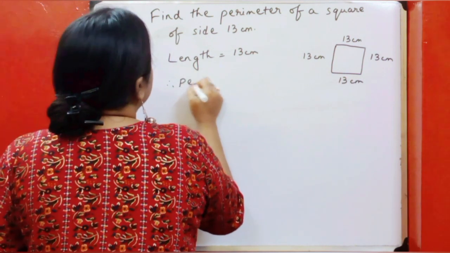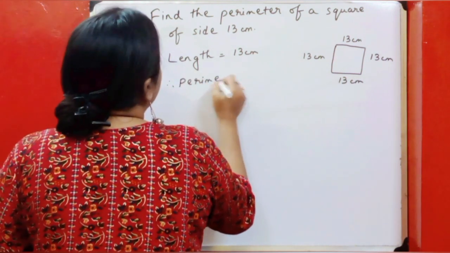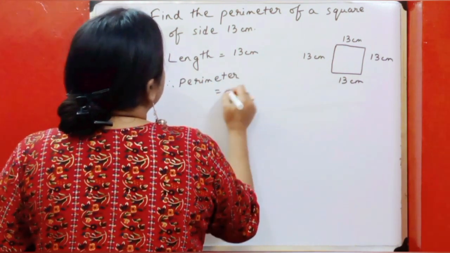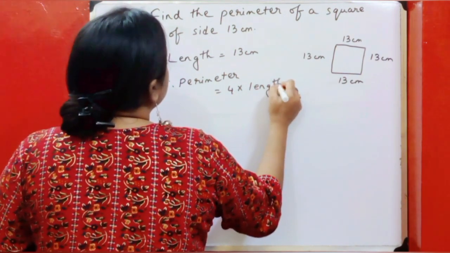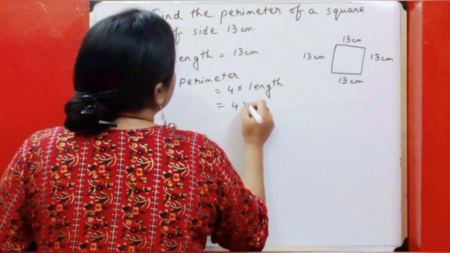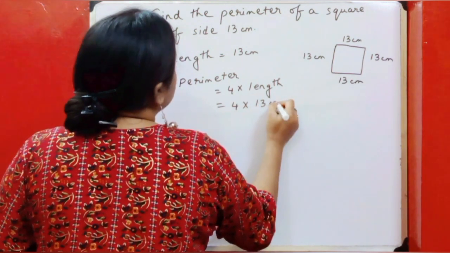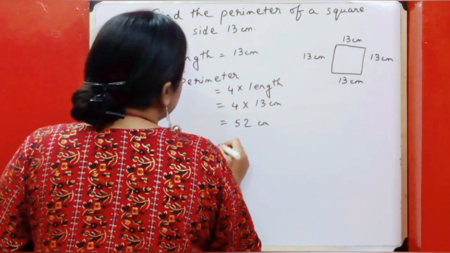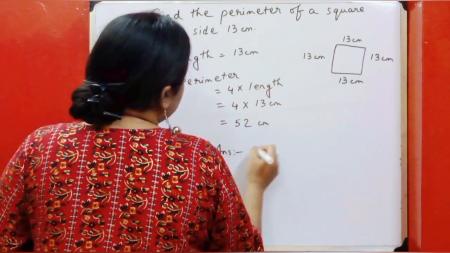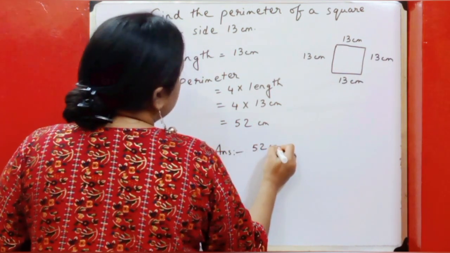Therefore, perimeter, there is a formula. Perimeter is equal to 4 multiplied by length. So just multiply 4 and 13 and the answer is 52 centimeter.